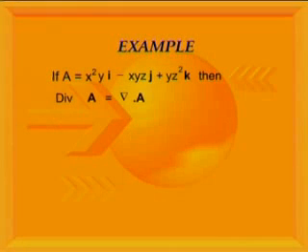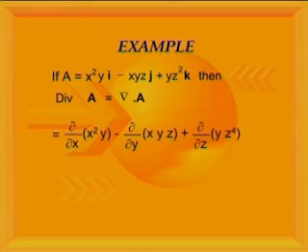Example: if A is the vector equal to x square y i minus x y z j plus y z square k, then the divergence of A, which is equal to del dot A, will be equal to the partial derivative of x square y with respect to x, minus the partial derivative of x y z with respect to y, plus the partial derivative of y z square with respect to z. And if we find these partial derivatives, that is equal to 2xy minus xz plus 2yz.